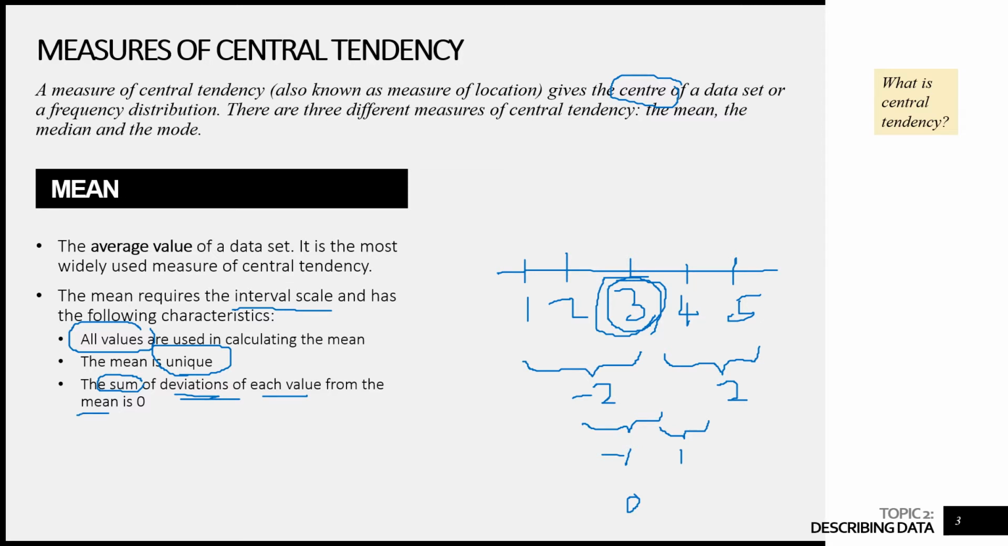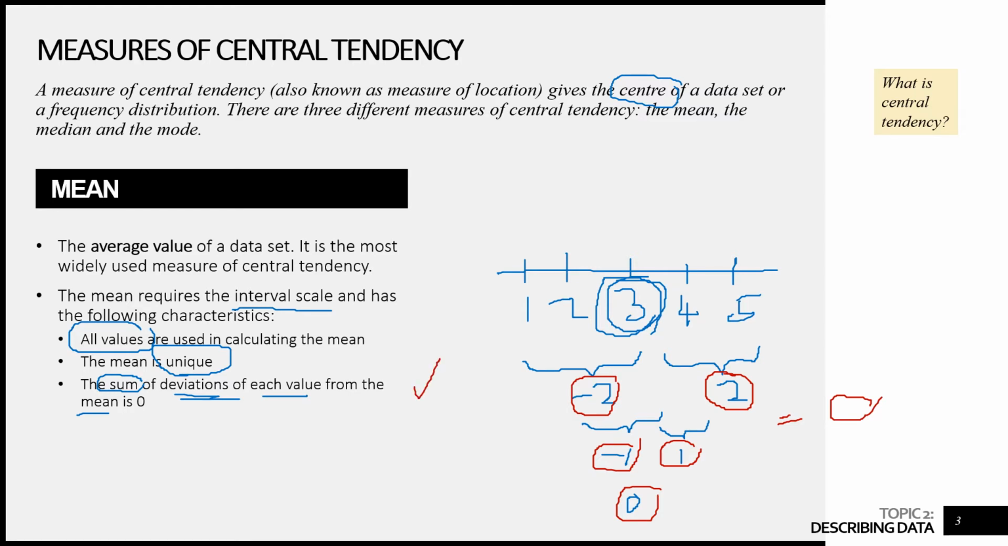So I repeat again in hopefully simpler terms, the sum or the total of all of these differences of each value in our data set from the mean. So add them all up. -2 plus -1 plus 0 plus 1 plus 2. What will you get? You will get 0. Okay, so this is what this characteristic means.